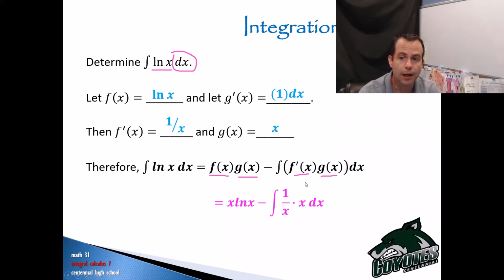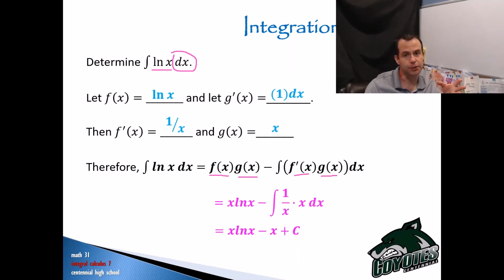Okay, so now I have to do this integration. 1 over x times x is 1. And the integration of 1 would just be x. Okay, so I end up with x ln x minus x and then plus c. Okay, now what the heck just happened?